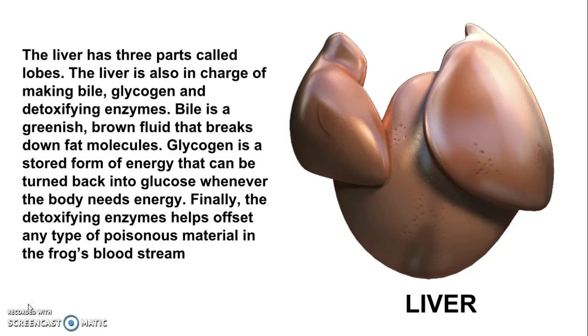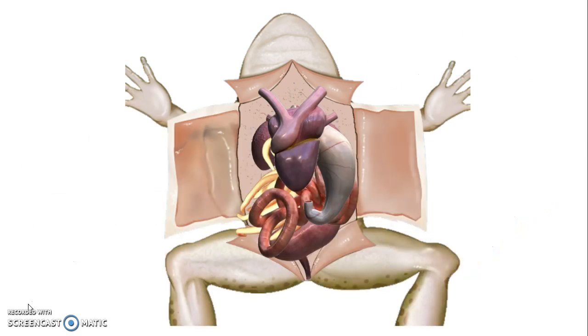Bile is a greenish-brown fluid that breaks down fat molecules. Glycogen is a stored form of energy that can be turned back into glucose whenever the body needs energy. Finally, the deoxygenating enzymes help offset any type of poisonous material in the frog's bloodstream.